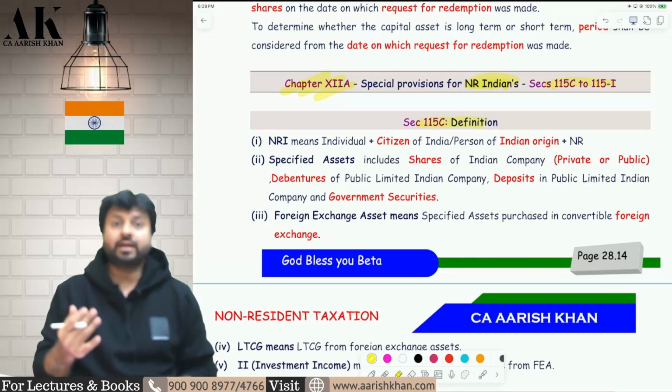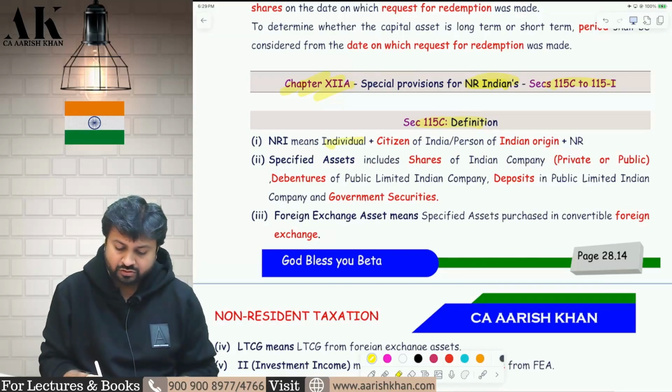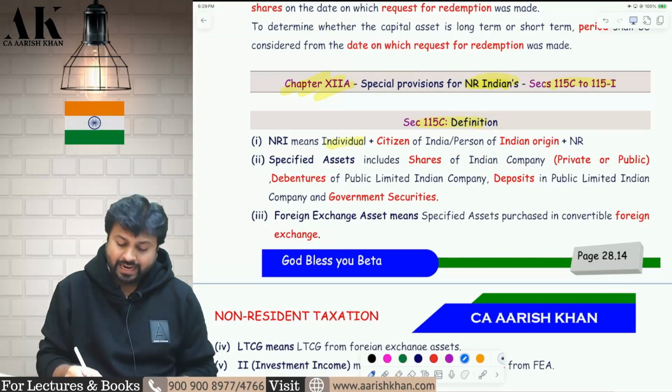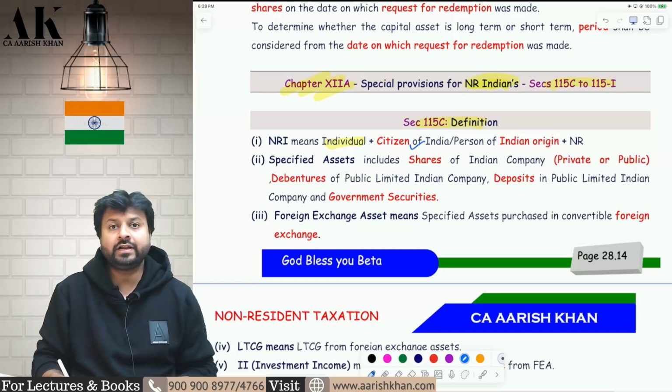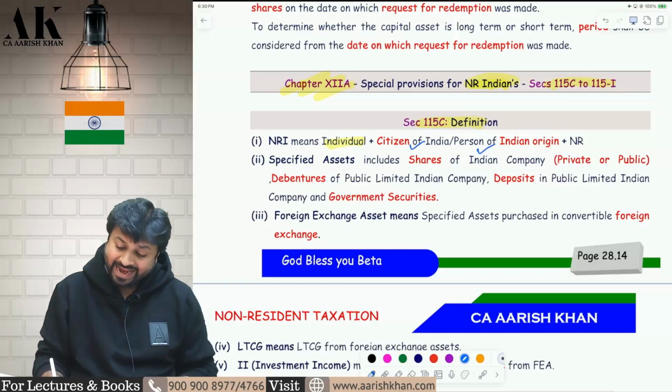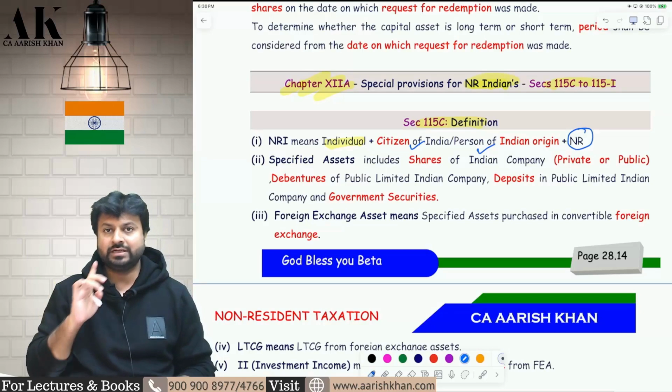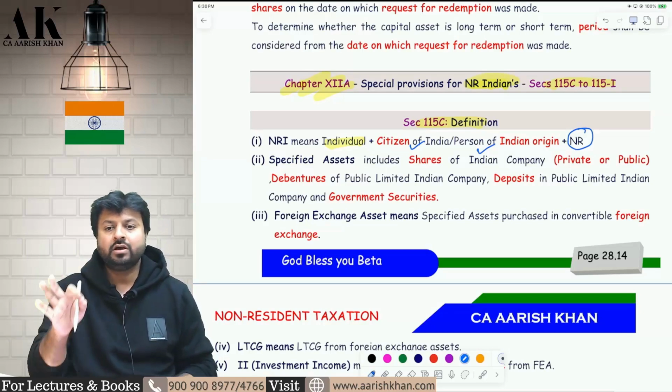What is the meaning of NRI? NRI means you should be an individual. At the same time, you should be either a citizen of India or a person of Indian origin. And as per income tax law, you should be non-resident as per section 6 of the income tax law.